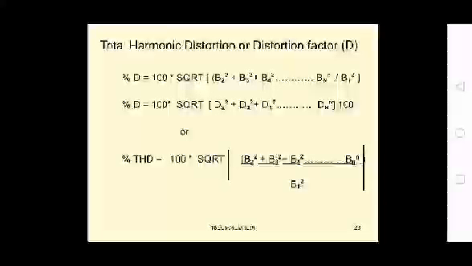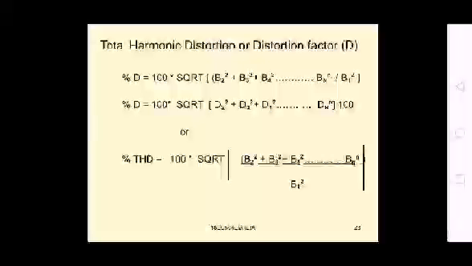Total harmonic distortion, or simply percentage of D, is given by 100 into the square root of the mean square value, that is B2 square plus B3 square plus B4 square up to Bn square, divided by B1 square. B1 is the fundamental component. B2, B3, up to Bn are all unwanted components. That's why we said at the start that distortion is the ratio of unwanted signal to the wanted signal.